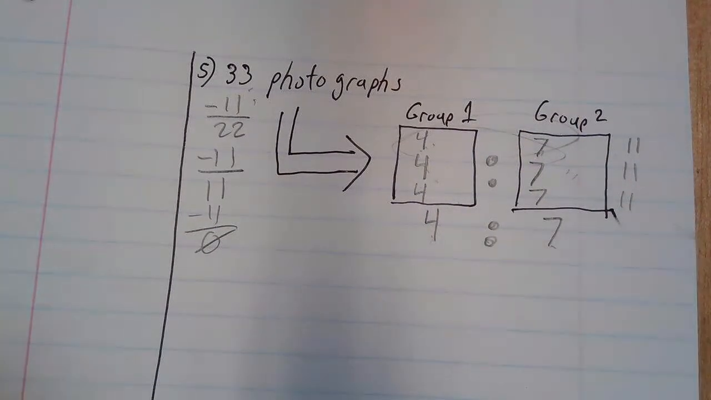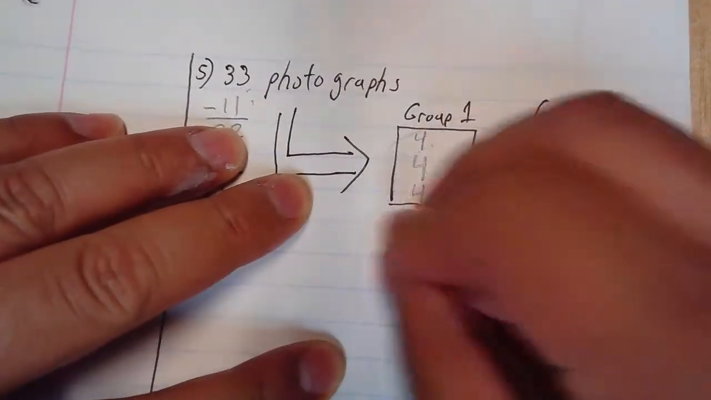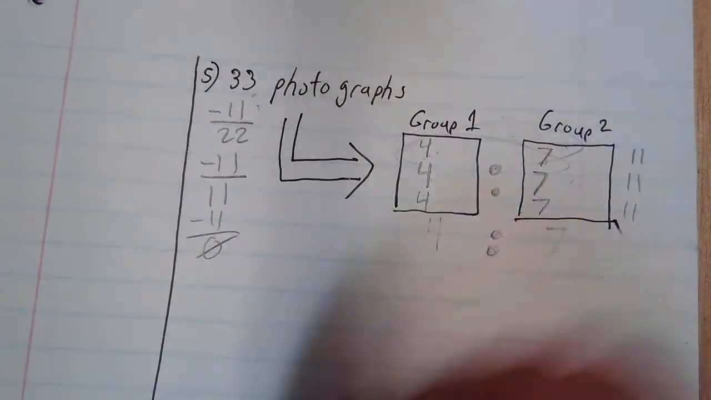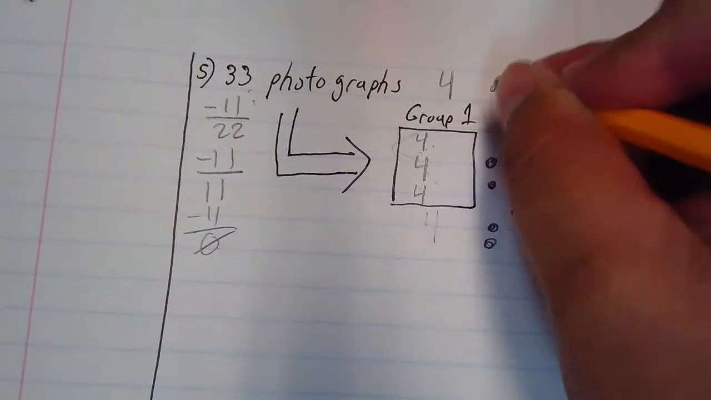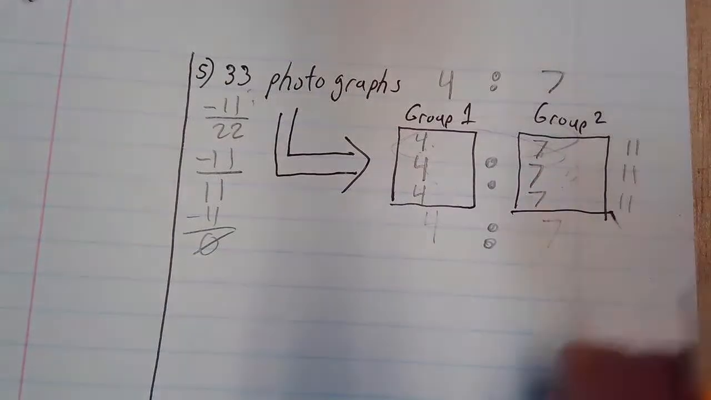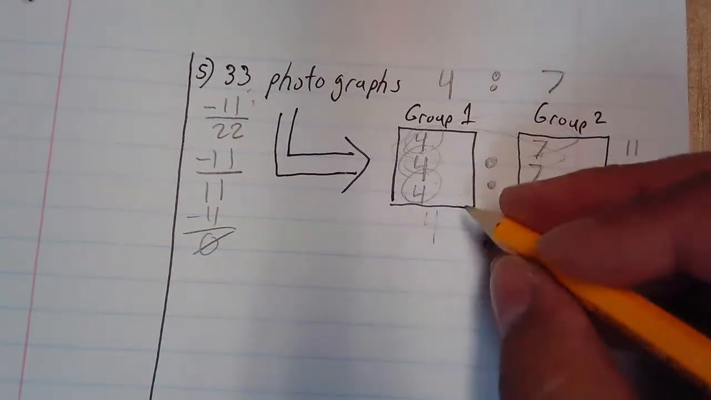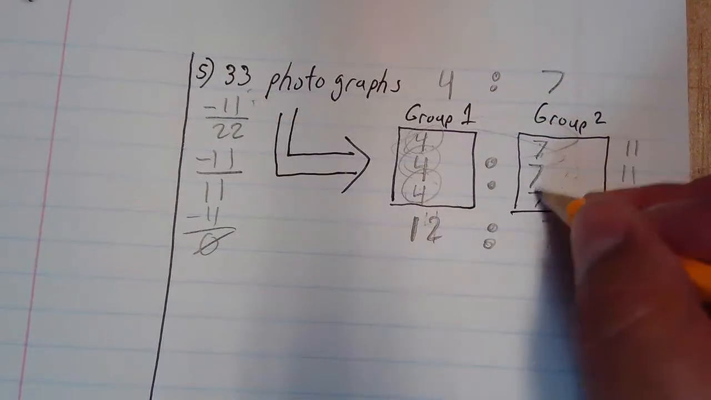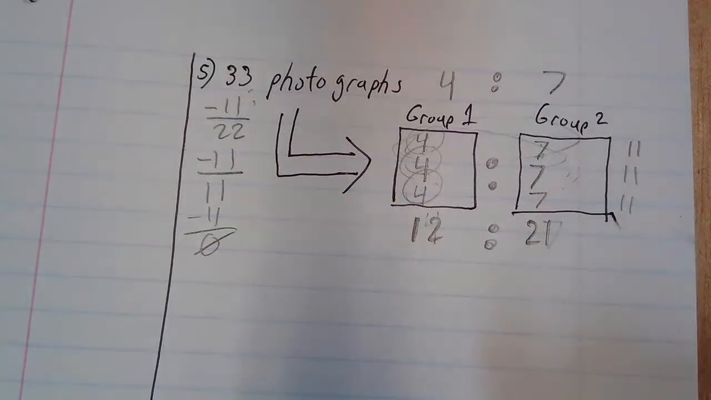Okay. By the way, I'm going to put this 4 on top because it might be confusing. Like, where'd you get that? Well, how many photos do you have here? You have 3 groups of 4. Your friend got 12 photos. 3 groups of 7. And you got 21 photos.